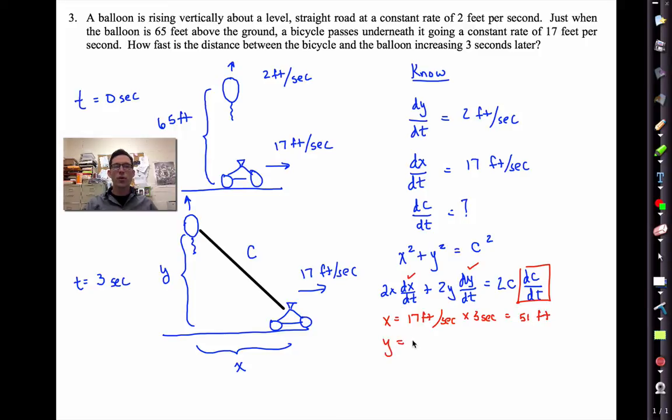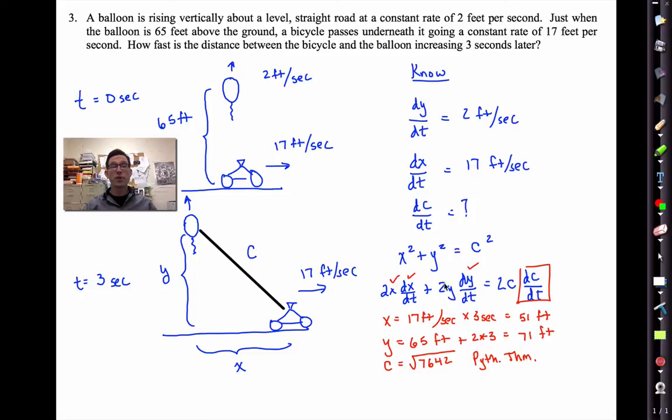Y is a little bit trickier. Y starts at 65 feet, but then it gains an extra 6 feet, right? 65 feet plus the 6 feet that it rises, 71 feet. Now, C, on the other hand, is very ugly, and we would have to figure out what C is by using the Pythagorean theorem. C ends up being the square root of 7,642, just found by our good old friend Pythagoras.